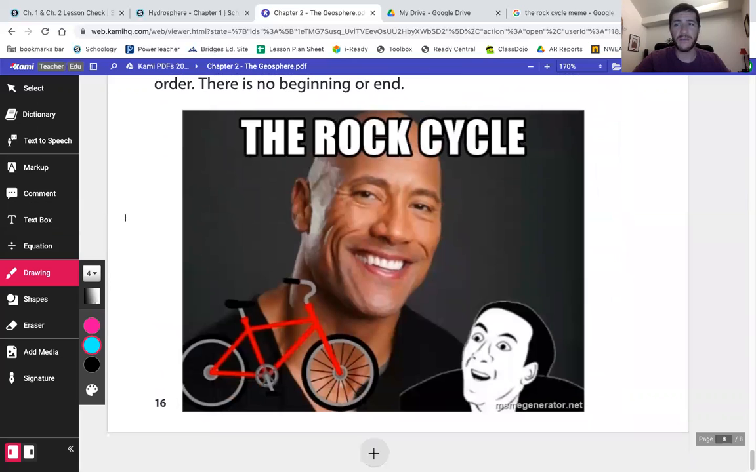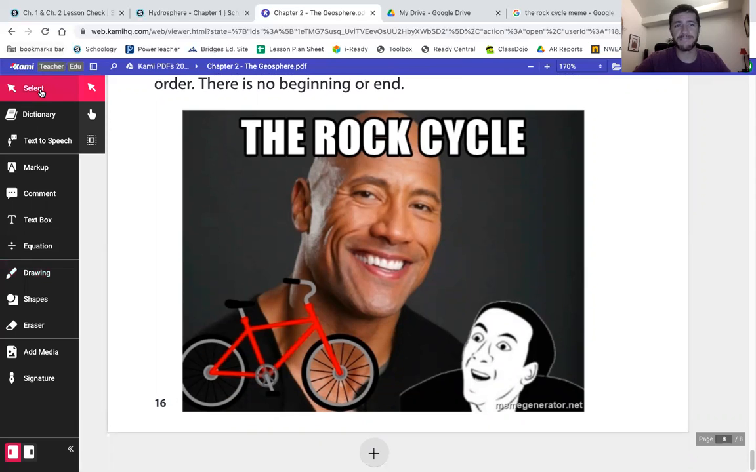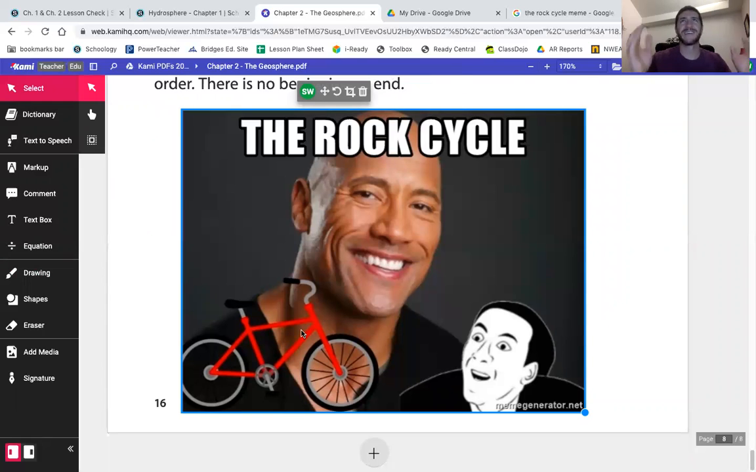So if we look down, oh, the rock, how dare you get here? A little bit of a pun. I did not do this. It's the rock cycle. I love memes. All right, that's enough of that.